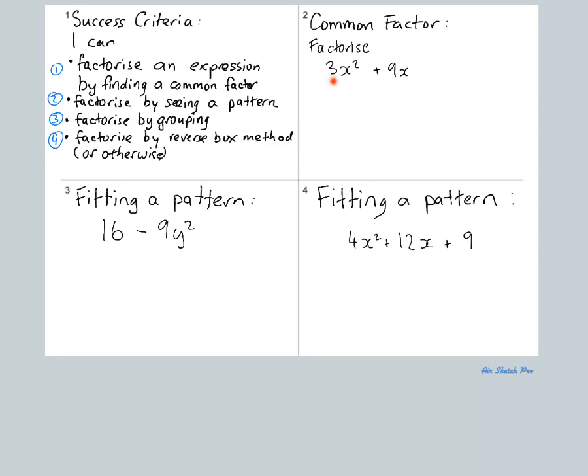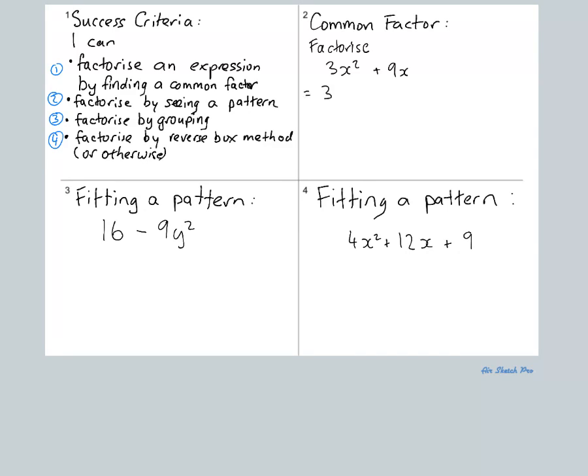So, in practice, this is what we do. When we have a whole bunch of terms, the first thing we do is look at the number part. In this case, the coefficients are 3 and 9. We then ask ourselves, what's the biggest number that will go into 3 that will also go into 9? That's called the highest common factor. And the biggest number that will go into 3 and 9 is 3. And so we write 3 down.